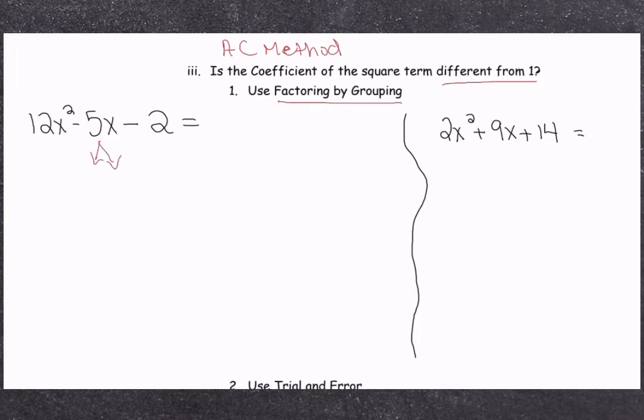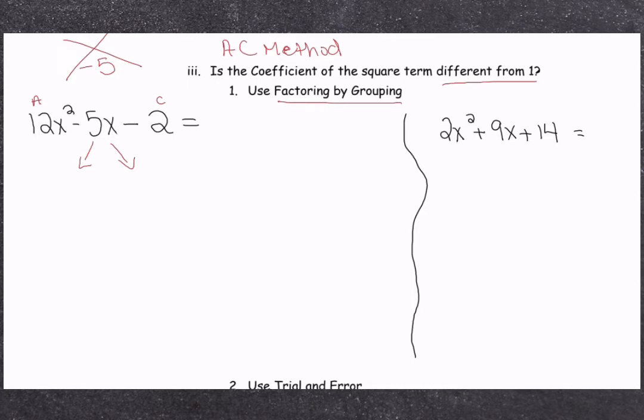Okay. Notice I have 3 terms. I have to find a way to make 4 terms total. So I'm going to take this middle part and split it up into 2 different terms, but I can't just split it up any way I want to. I have to split it up in a certain way. And the way I figure out how to split it up is I multiply A and C. So I'm going to take A times C, which will give me negative 24. And then the number in the middle, the B part, is negative 5.